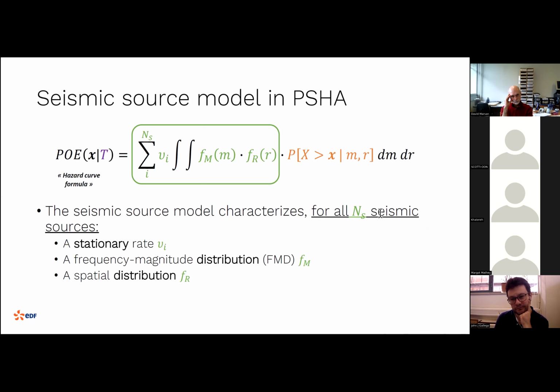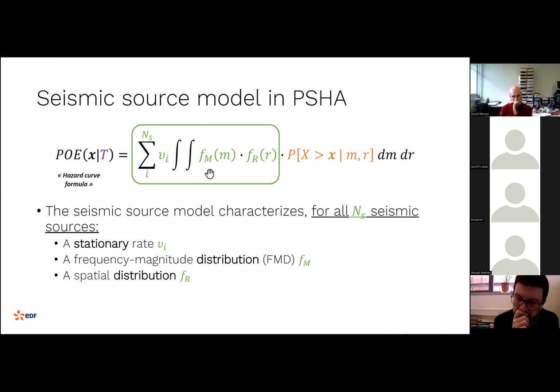So I will not talk about the ground motion model. It can be a good idea to have a future lecture on ground motion models, but for today we'll focus on the green component, so the seismic source model.